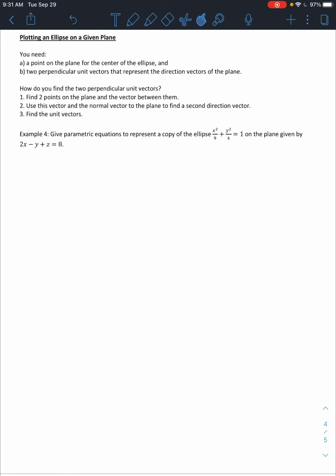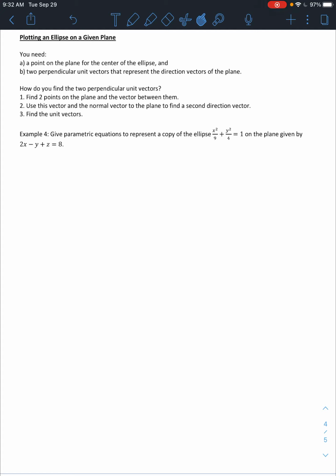Okay, last one is something you did, I want to say, in try 2 already. But now if we want to do this by hand, we're going to plot an ellipse on a random plane. All right, so how do we do that? We need a point on the plane to be the center, and then we need 2 perpendicular unit vectors to represent the direction vectors of the plane. Okay?